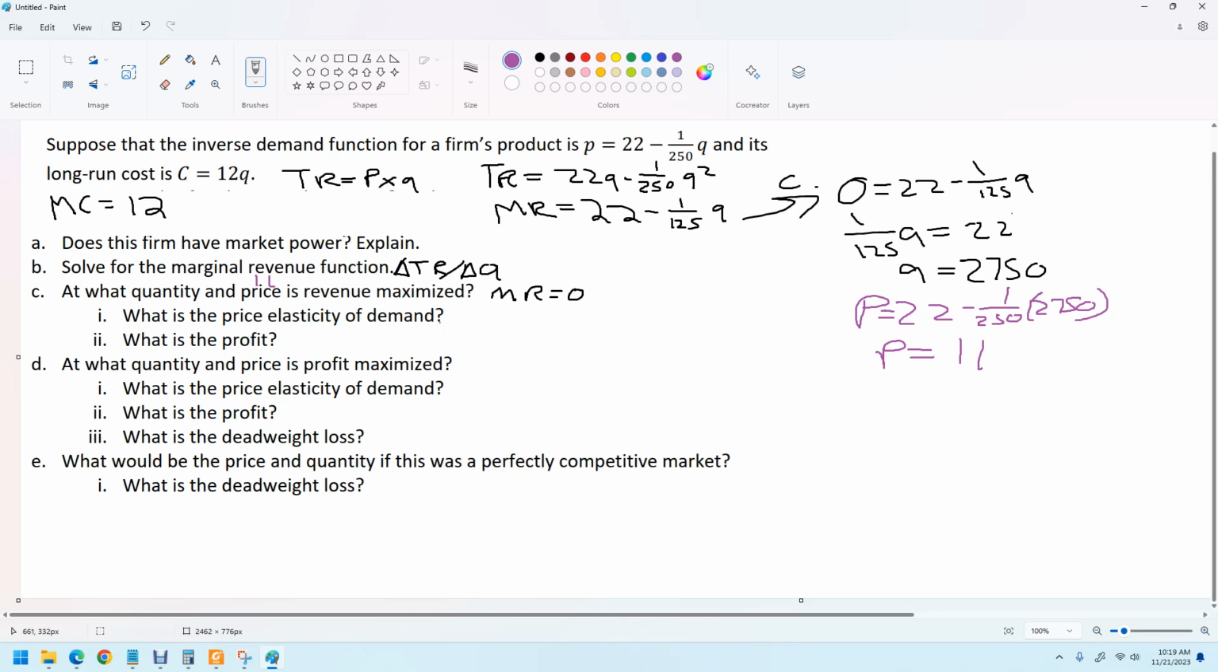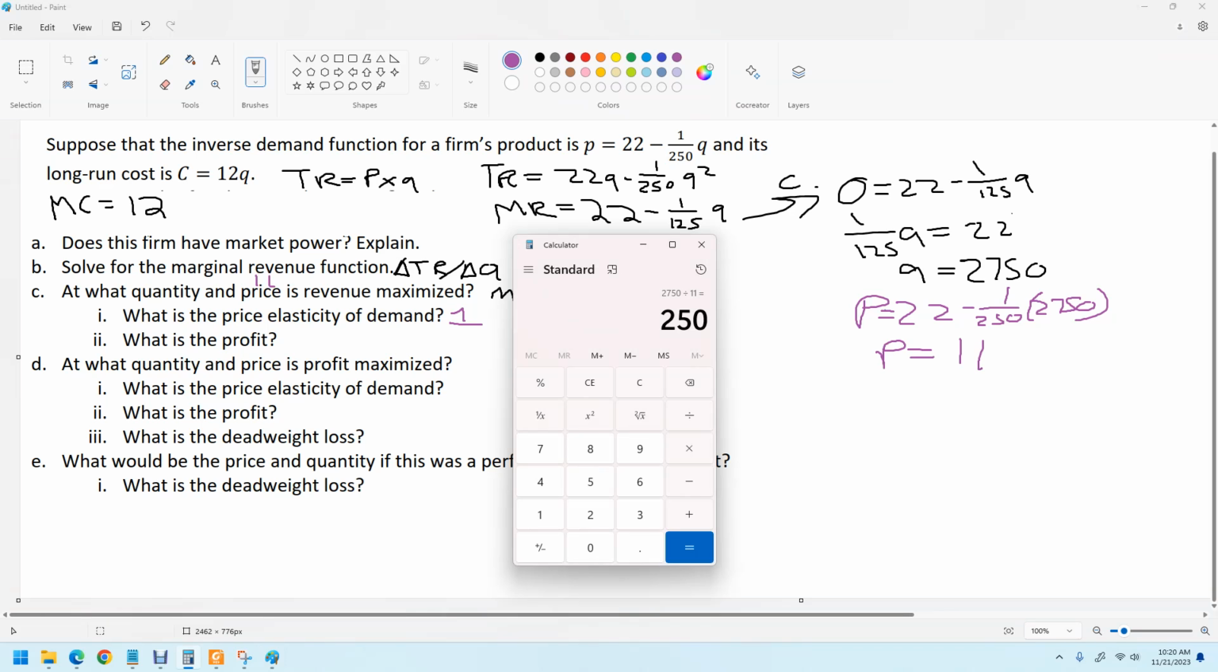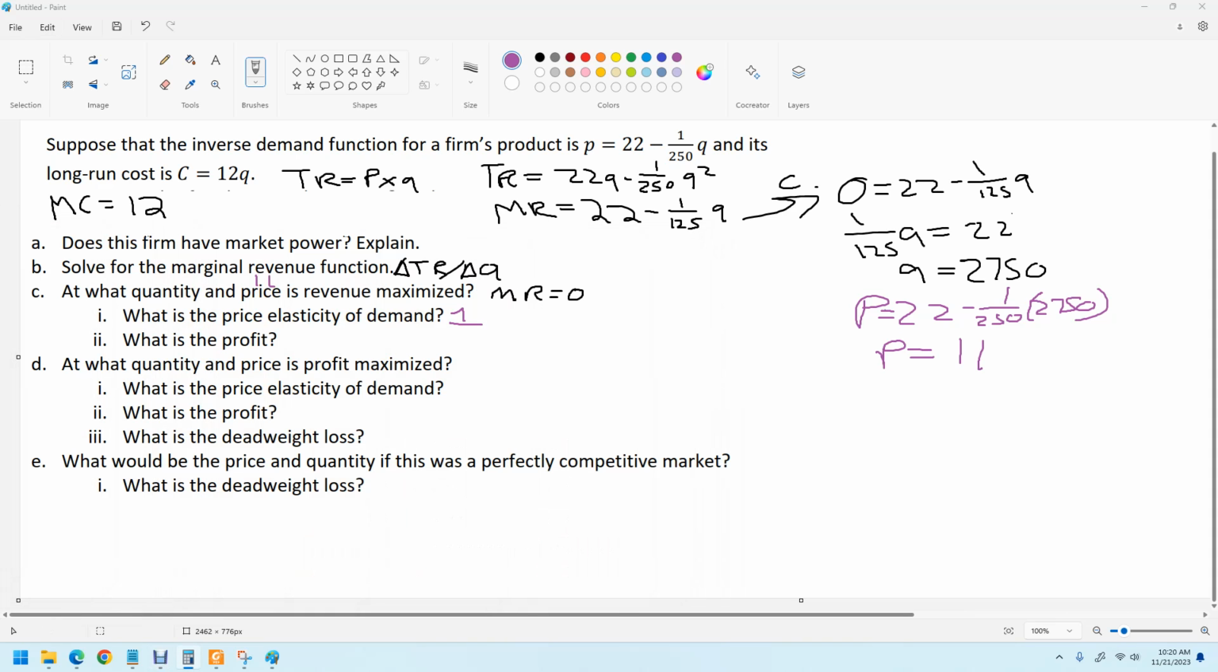Okay. And the price elasticity of demand for that, we actually know that that's 1. It has to be 1 because that's the unit elastic point. But you could use the point elasticity formula, which would be the price over quantity times whatever the coefficient on P is.